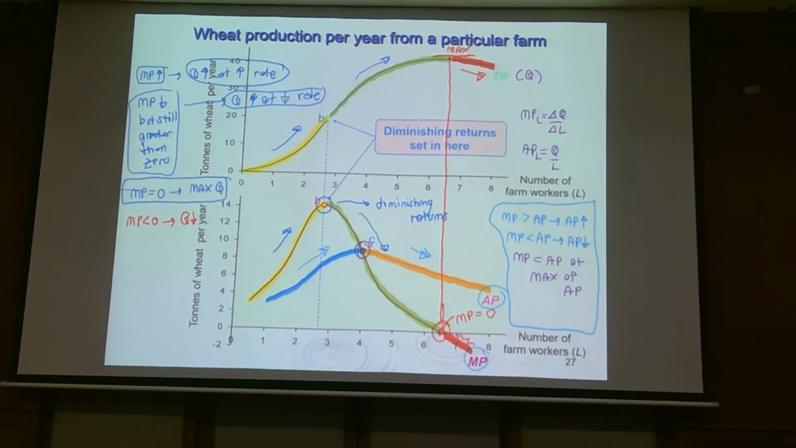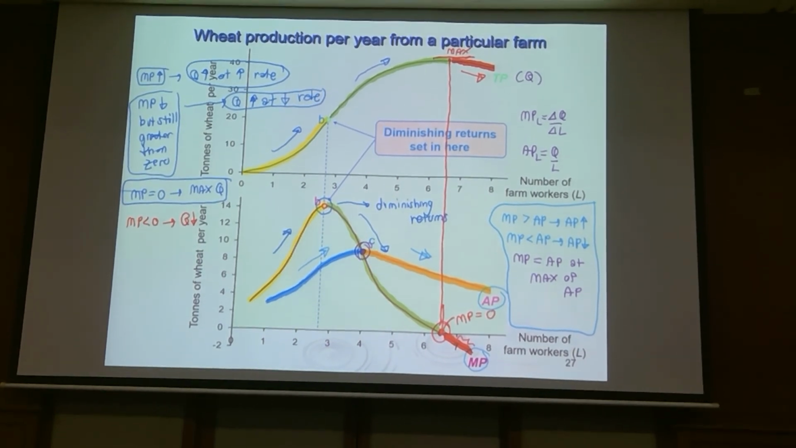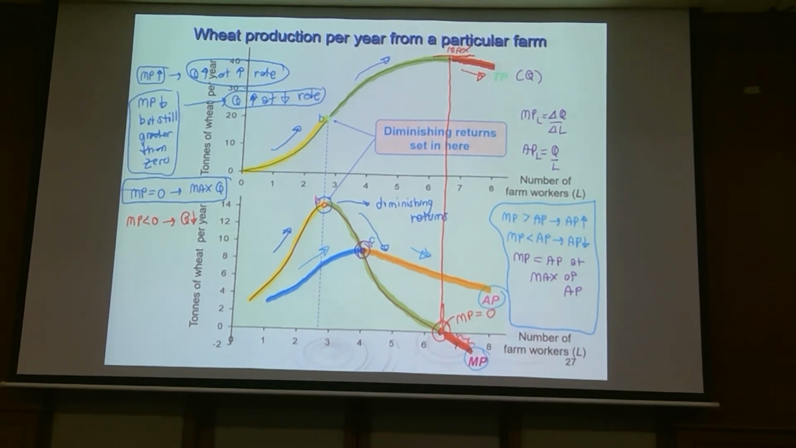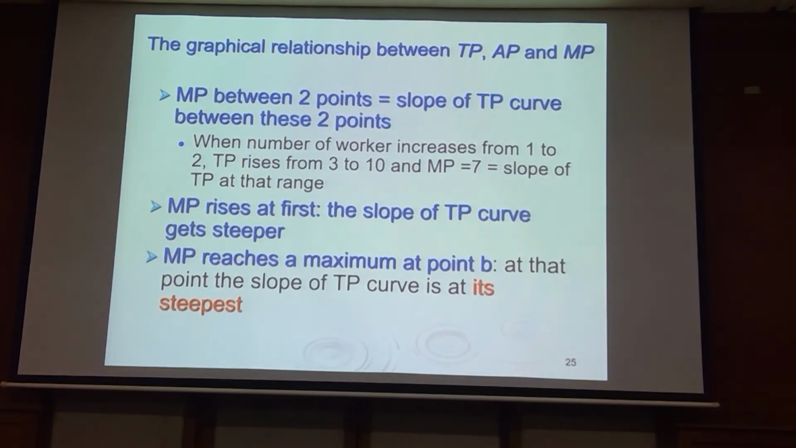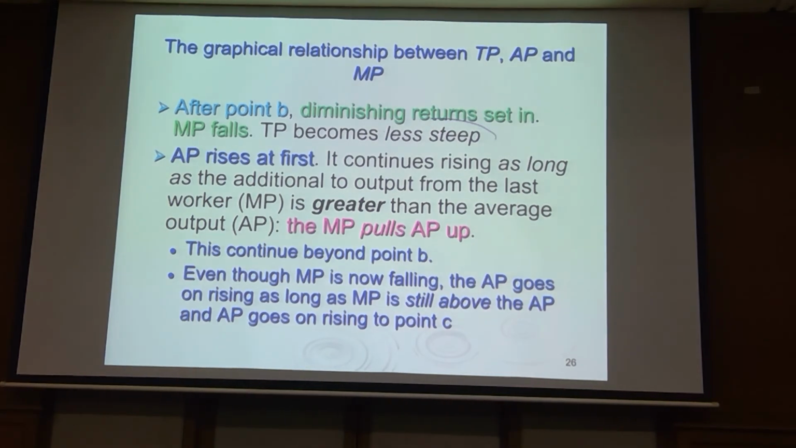So that's it for this one. Here is the relationship between them. In summary, marginal product is the slope of the output curve. When marginal product rises, the output curve is very steep. At the point of diminishing returns, you see that the increase in output is going to be slower, due to labor being less productive.